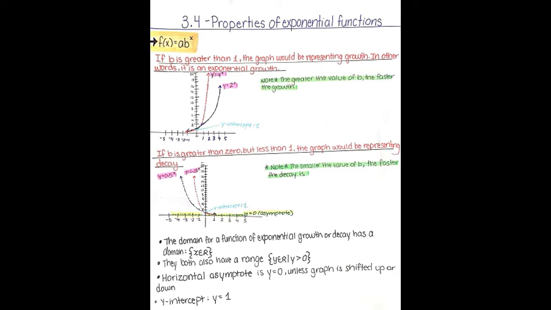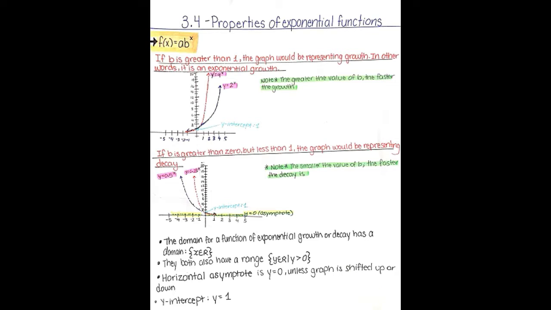But if b is greater than 0 but less than 1, the graph would be decreasing. In other words, it is an exponential decay. The smaller the value of b is, the faster the decay is. The function looks something like this. It decreases from the left to the right. For example, in the blue is f(x) equals 0.5 to the power of x, and in the red is f(x) equals 0.25 to the power of x. The red one would have a steeper shape than the blue as the b value is smaller.